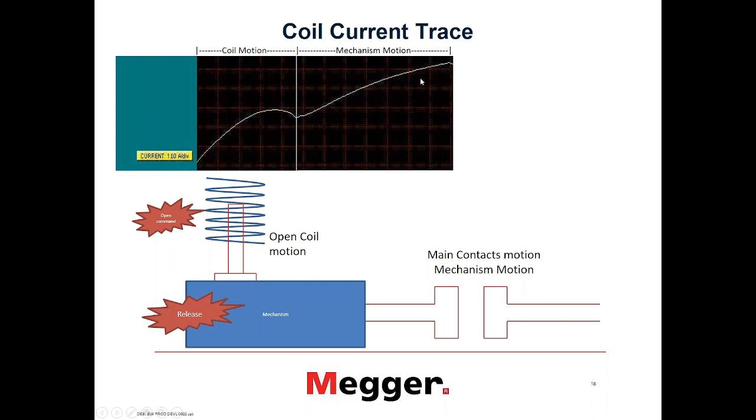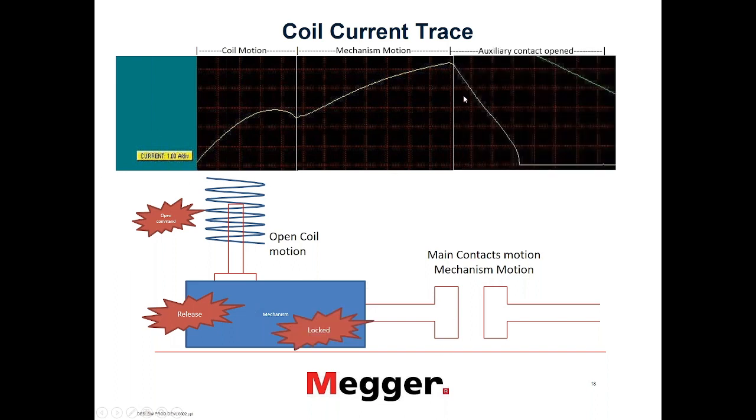Once this mechanism reaches a fully open position, it will operate an auxiliary contact. We call it 52A, ready to close or ready to open contact. It will open that contact and open the circuit for the coil current, and the current will drop. You'll see the current dropping to zero again, meaning that you have fully opened the breaker.